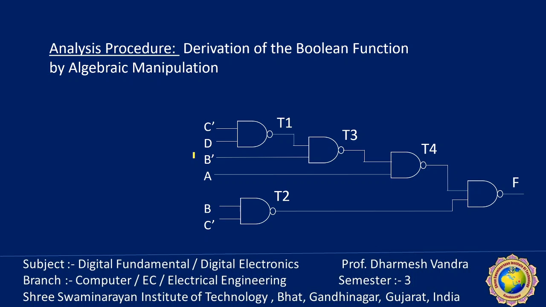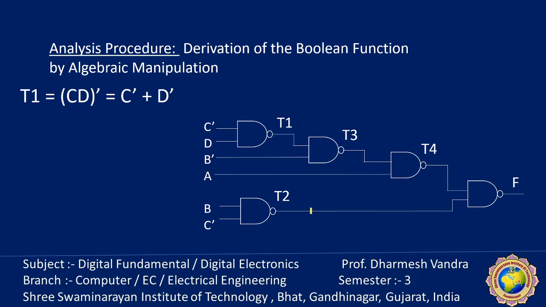So here the function is given. There are four inputs, A, B, C, D. First is the procedure to derive the Boolean function from the logic diagram. The procedure is demonstrated with the NAND logic diagram shown in this scheme. So first all outputs are labeled with arbitrary symbols. First we take the arbitrary symbol T1. So T1 is (C D) whole dash, so it will become C dash plus D dash.